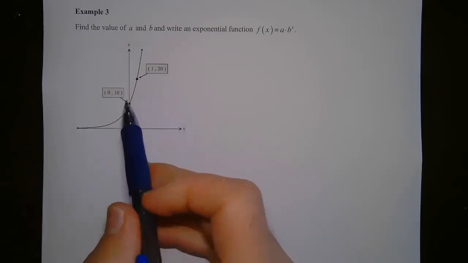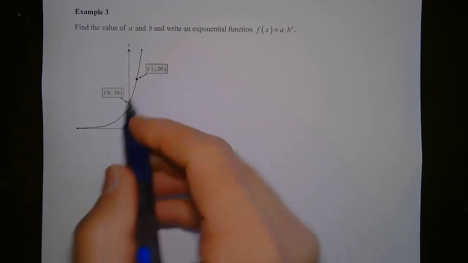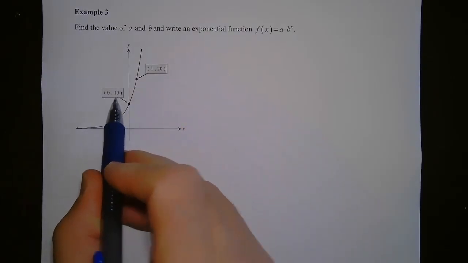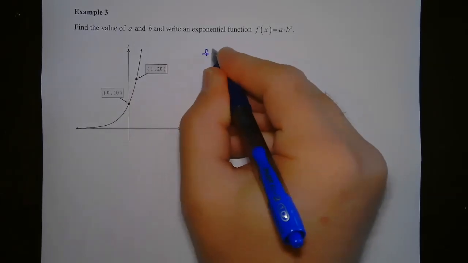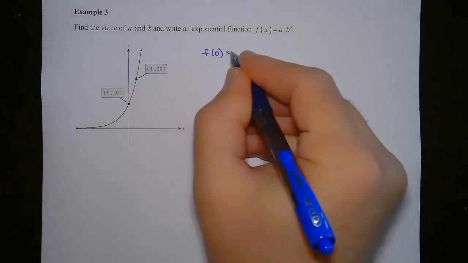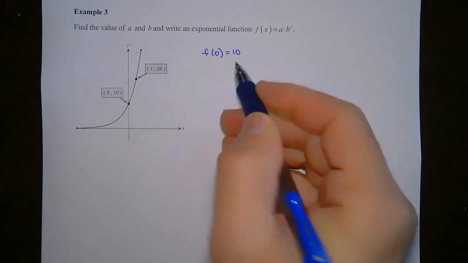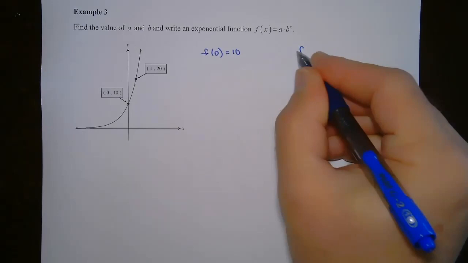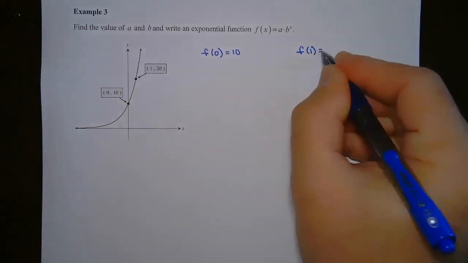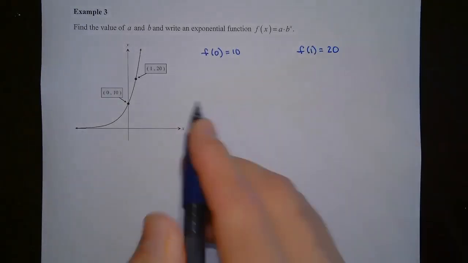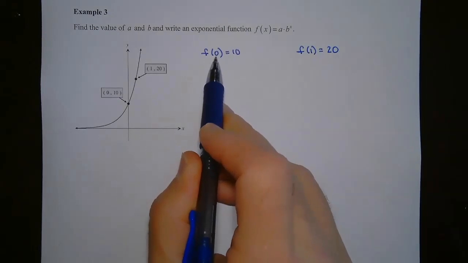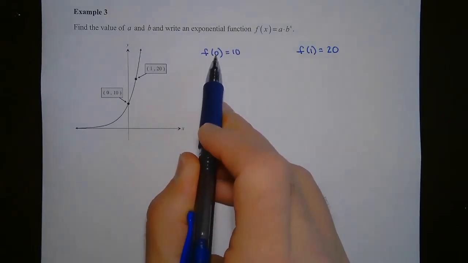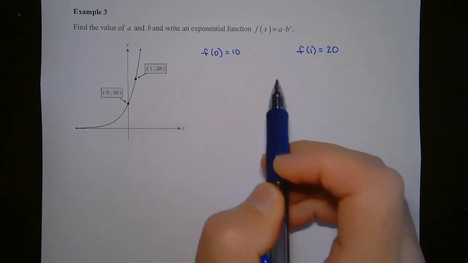So what do I know? What's the information that's been given to us? Well, we know if we put 0 in, we get 10 out. So that's saying f of 0 is equal to 10. I also know if I put 1 in, I get 20 out. So that'd be f of 1 is equal to 20. It's really always nice when our input is 0, because that means this exponent is going to be 0.